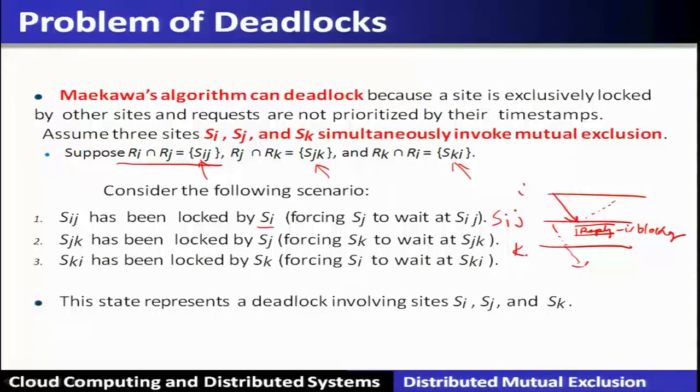Similarly, SJK has been locked by SJ. Similarly, SKI has been locked by SK. So that means these 3 different sites SI, SJ and SK are waiting for the replies from their common sites, that is SIJ, SJK and SKI, which have already given their replies and are waiting for the replies from the other waiting processes. So this will form a circular wait, and therefore this will lead to a deadlock in this approach.